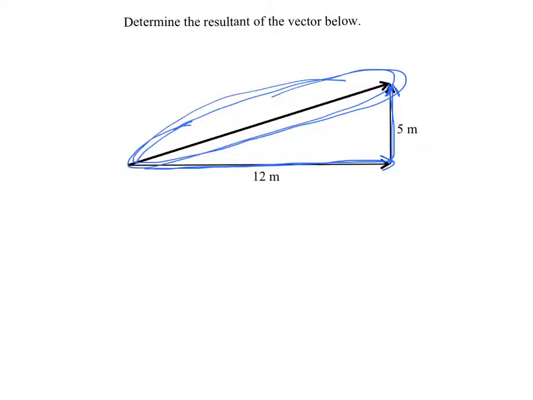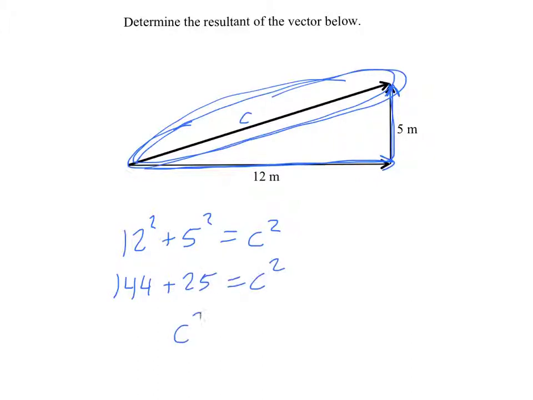So this is simply a matter of using the Pythagorean theorem. So we can say that 12 squared plus 5 squared equals c squared, if we call this c. And so 12 squared is 144, 5 squared is 25, so c squared equals 169, and so the square root of that is 13. So the length here is 13. That is the resultant of this here. So a 12 to the right and a 5 up has a resultant value of 13.